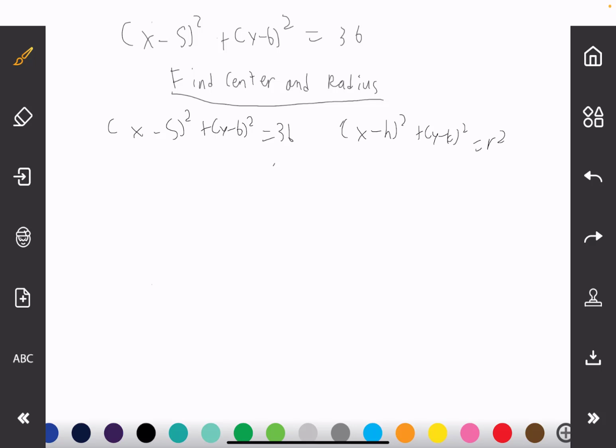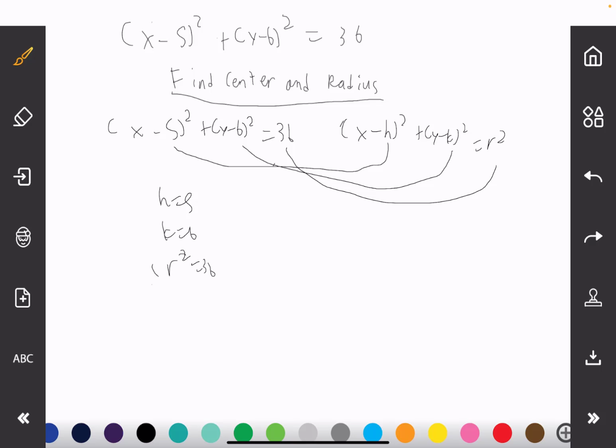And now all we have to do is match up the values. So we can match up h with 5, and we can match up k with 6. So we have h is 5 and k is 6. We can match up 36 with r squared. So r² = 36. Taking the square root of both sides, we see that r equals 6. And now we have a center of (h, k), which substituting in the values is (5, 6), and a radius of 6.